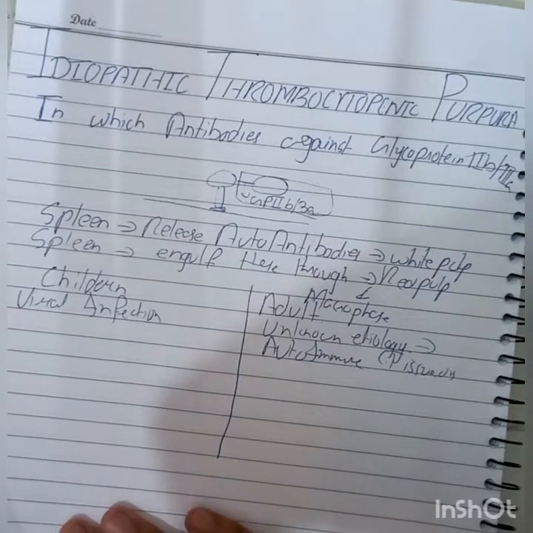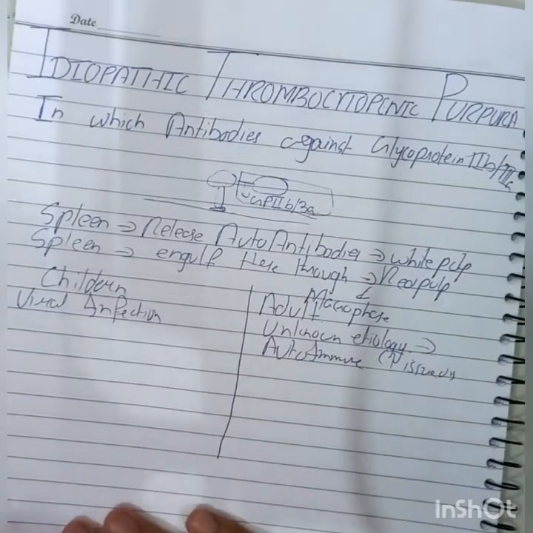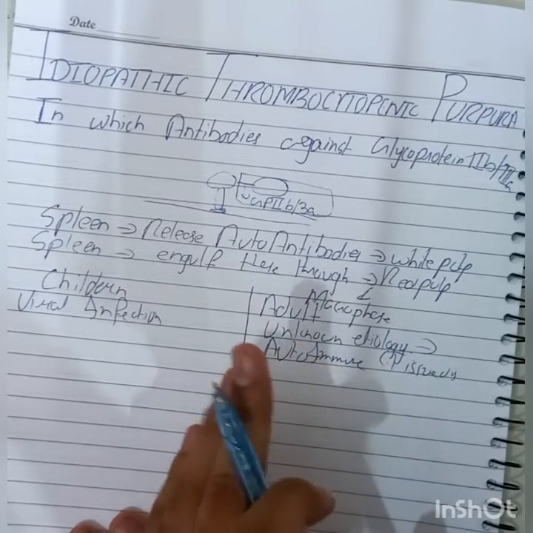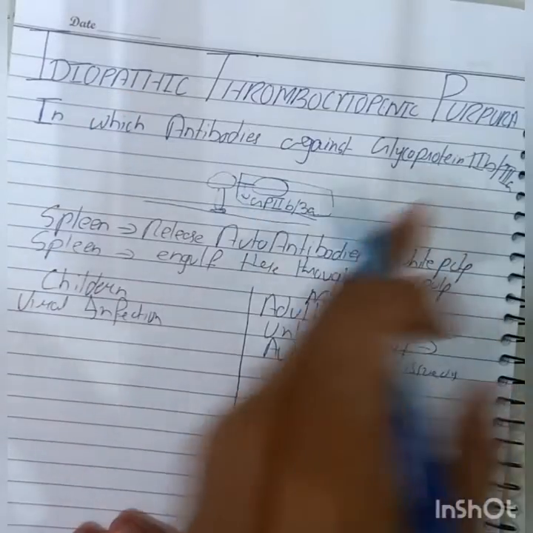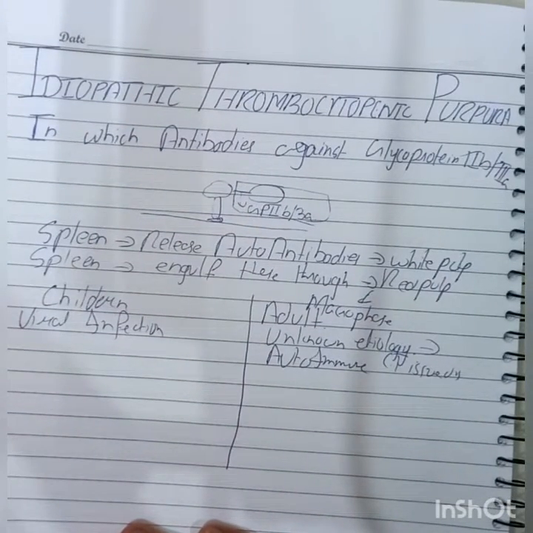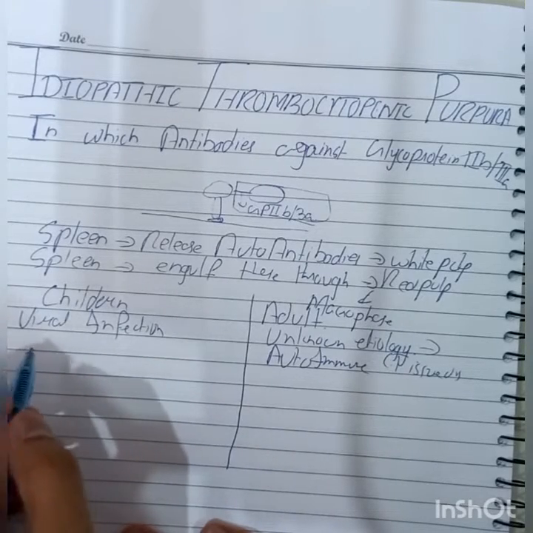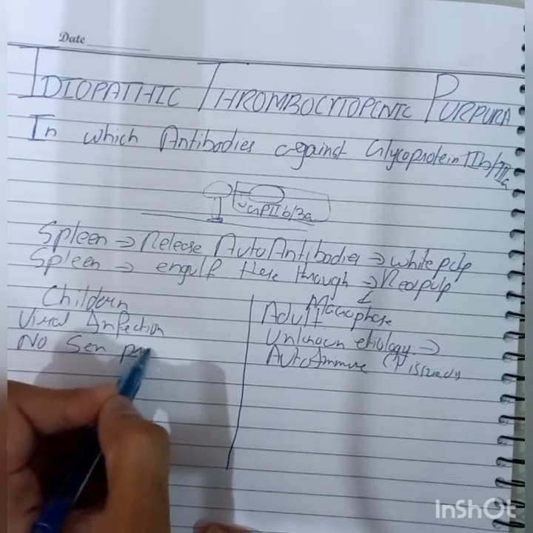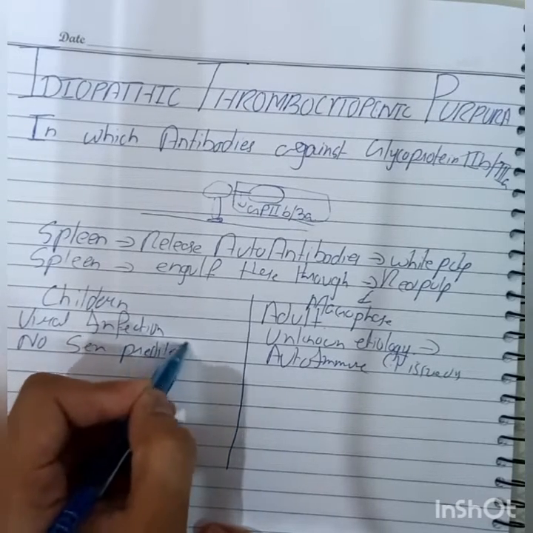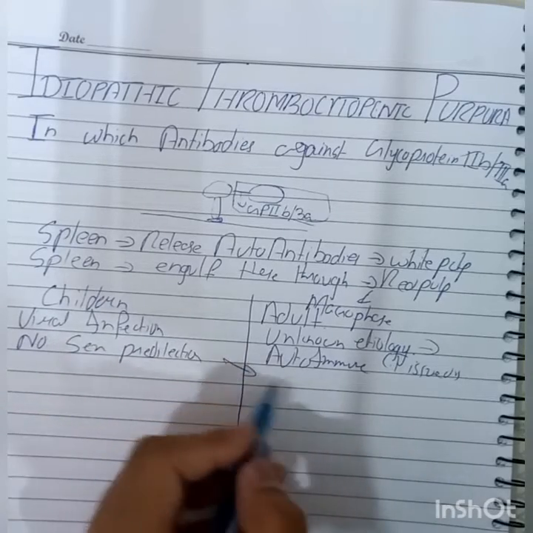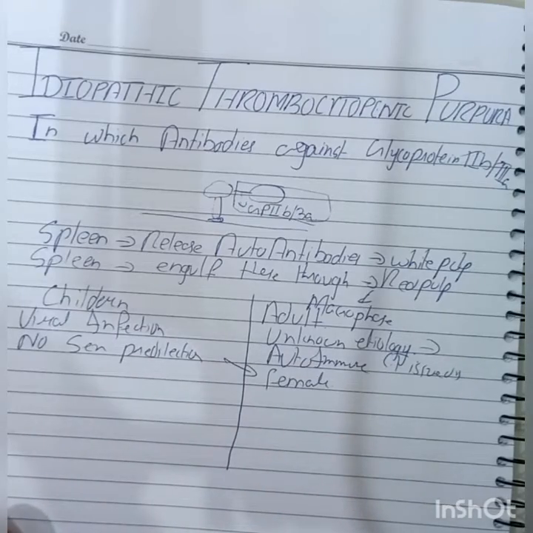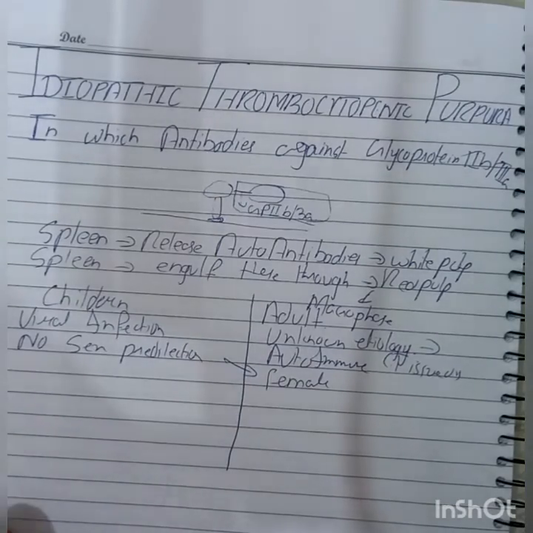As you know, connective tissue disorder and autoimmune disorder, in some cases, according to the theory, lead to idiopathic thrombocytopenic purpura. Now, the children age group has no sex predilection. It can occur in male or female, but in adults it most commonly occurs in females.